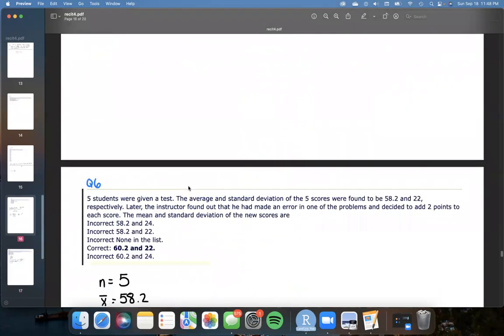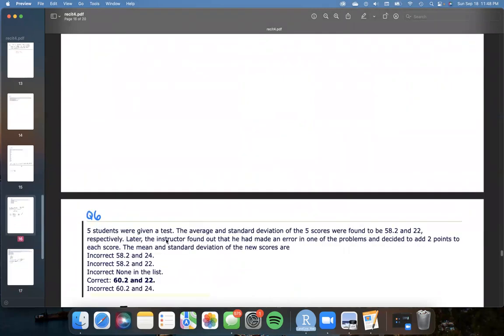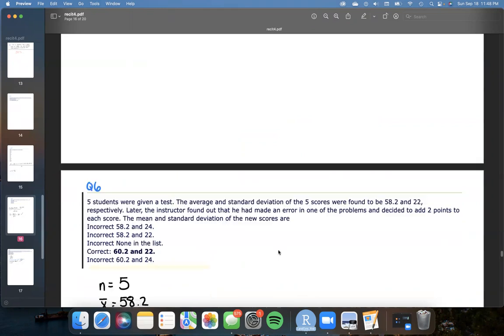On to question 6. So 5 students were given a test. The average and standard deviation of the 5 scores were found to be 58.2 and 22 respectively. So notice that 5 is our sample size, 58.2 is our average, and 22 is our standard deviation. Later, the instructor found out that he had made an error in one of the problems and decided to add 2 points to each score. The mean and standard deviation of the new scores are.